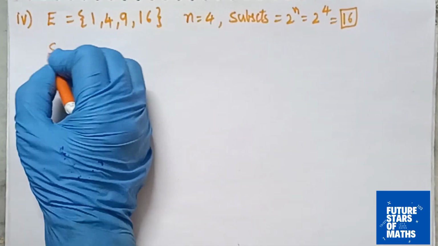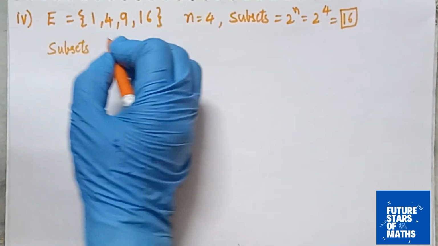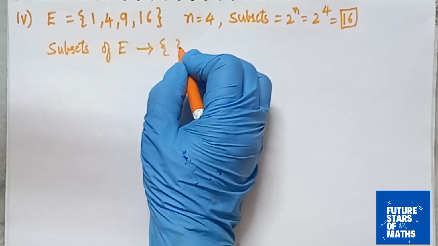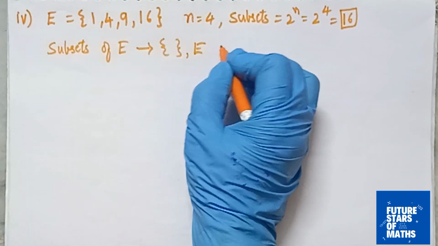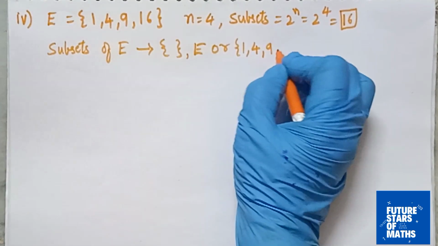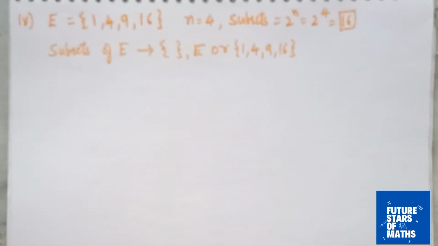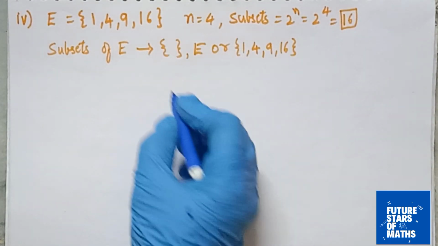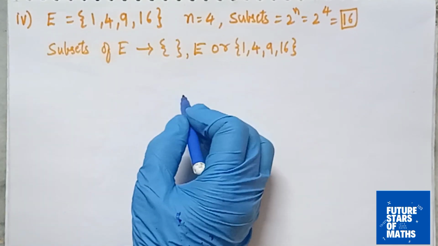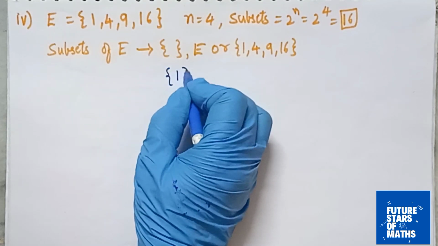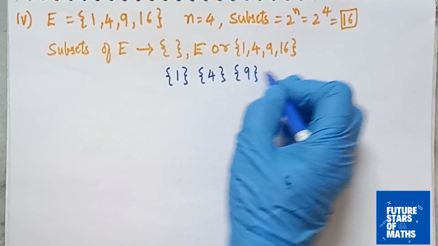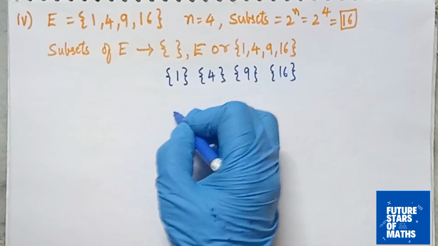So what are they? We will write here now. Subsets of E. What will it be? First it will be the null set and then the set itself, that is E, or you can write the whole set here: 1, 4, 9, 16. This is the first line. Now in the next line what will we do? We will write the subsets which are possible. So first, in the first line, we will write only the single elements: 1, then 4, 9, 16. Single elements in the first line.